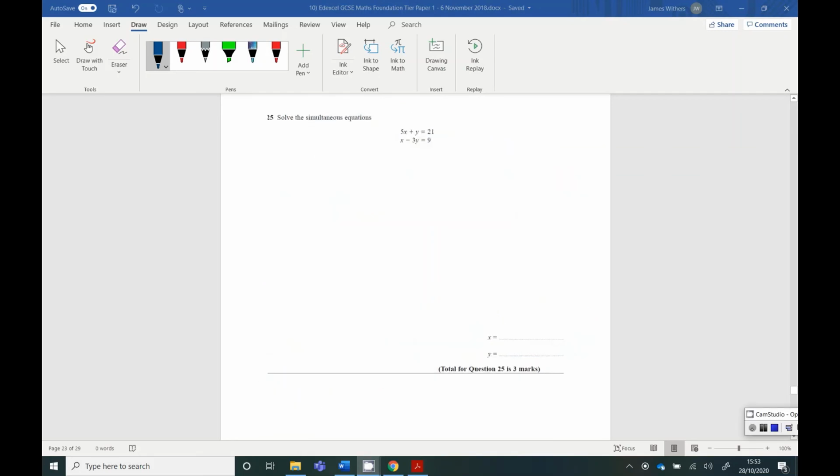Question 25. Now, to solve this, we're going to have to either eliminate the x's or eliminate the y's. So to start off with, we need to have the same number of x's or the same number of y's in both equations. So it doesn't matter which way around we do it. We could take equation number 1 and multiply it by 3 to line up the y's, or we could take equation number 2 and multiply it by 5 to line up the x's. I think I'm going to line up the y's. So let's go and take equation 1 and multiply all the terms by 3. So tripling each of the 3 terms, we're going to get 15x plus 3y equals 63.